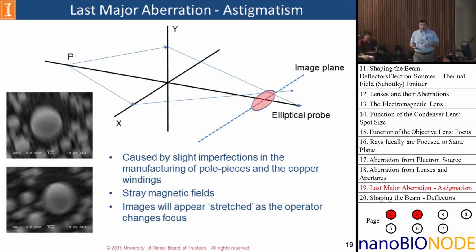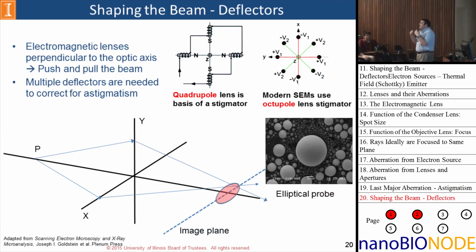Now where astigmatism comes from is that we have slight imperfections in the manufacturing of the pole piece, in the copper windings. You can have stray magnetic fields. The operator may not be very good sometimes. That tends to happen. But we can do some things to correct this. So we have a set of deflectors in the system that are designed specifically to counteract astigmatism. And these deflectors, instead of being wound kind of this way, are wound in this direction. And what happens here is that now these electromagnetic lenses are pushing and pulling. They're kind of stretching the beam in order to get rid of that elliptical probe.